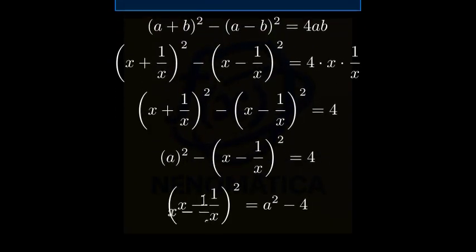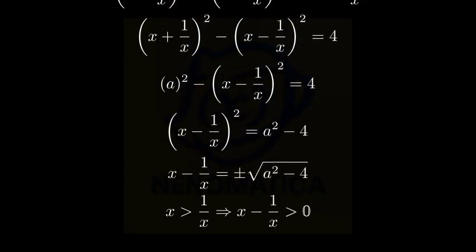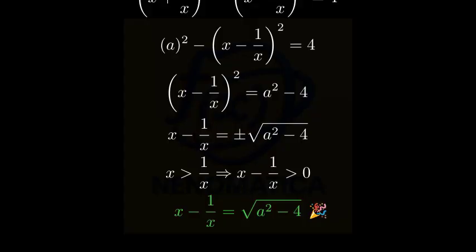Now we can solve for x minus 1 over x. We rearrange the equation to get the square of x minus 1 over x equals a squared minus 4. Taking the square root of both sides, we get x minus 1 over x equals the square root of a squared minus 4. We need to determine the sign. Since we're given that x is greater than 1 over x, we know that x minus 1 over x is positive. Therefore, x minus 1 over x equals the positive square root of a squared minus 4.